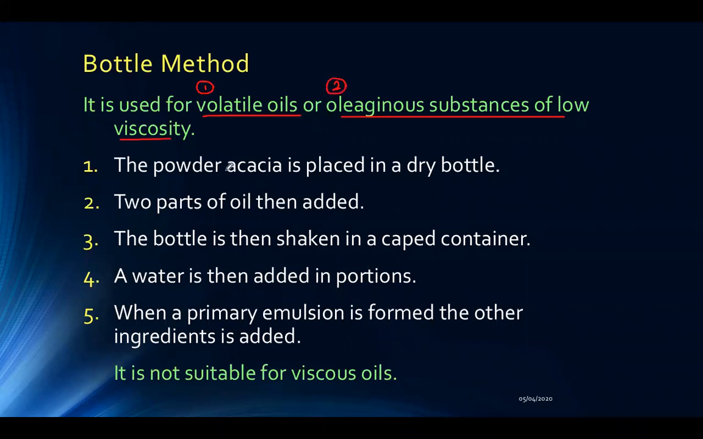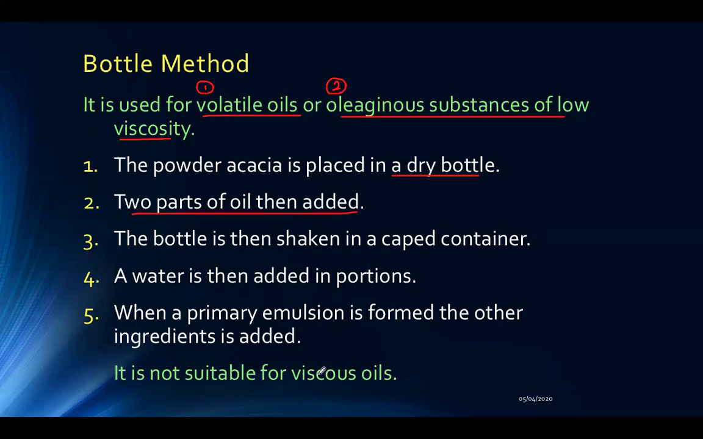واللي بيصير انه الاكاشيا او الامالسيفاينج ايجنت بتحطها في دراي بوتل. الامالسيفاينج ايجنت تنحط في دراي بوتل، وبعدين 2 parts of oil بتدير عليها الاويل وبتحطهم. The bottle is shaken in capped container. بعدين the water is added in portions. When the primary emulsion is formed, the other ingredients may be added.